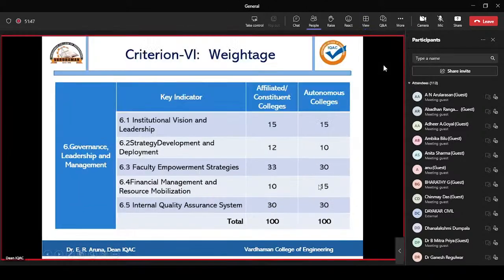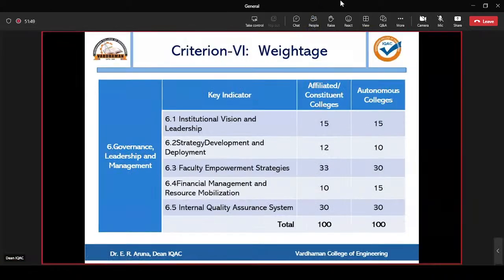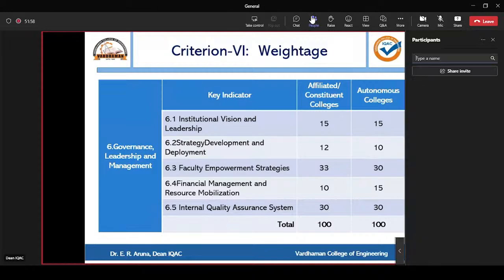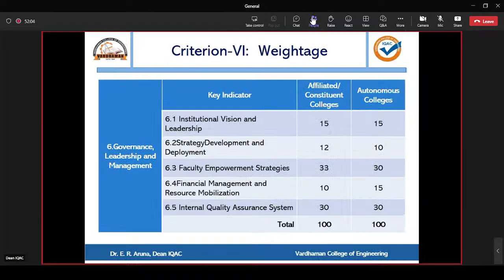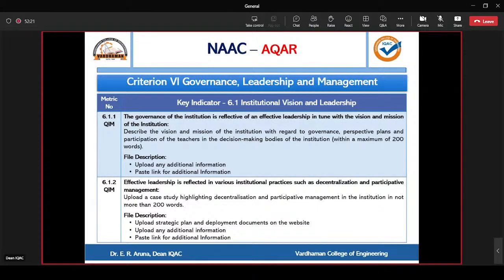Coming to weightage for the affiliated and autonomous, in my presentation you can observe that for key indicator 1 both are the same. For key indicator 2, for affiliated it's 12 and for autonomous it is 10 in terms of points. Coming to faculty empowerment strategies, 33 for affiliated and 30 for autonomous. For financial, 10 for affiliated and 15 for autonomous, whereas IQAC both have equal weightage. The total weightage for the 6th criteria with respect to AQAR is 100 points, and for SSR also 100 points. Now let me continue in detail about each and every metric.